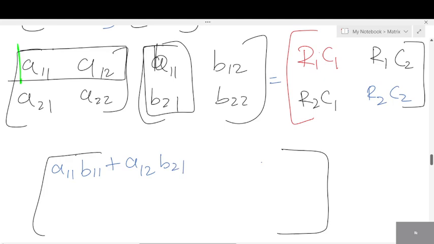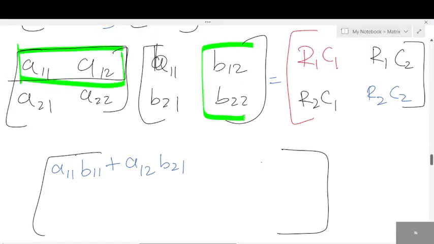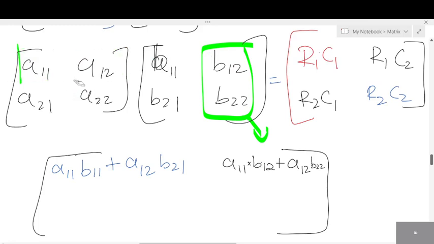Next, right hand side. Take the same first row. Now second column. Keep the first row as it is. Go with the second column. Write it here. Compare the first element. A11 into B12 plus what's the second element in both the box? A12 into which one? B22. Is the first row done? For first row, did you multiply with both the columns? Completed?